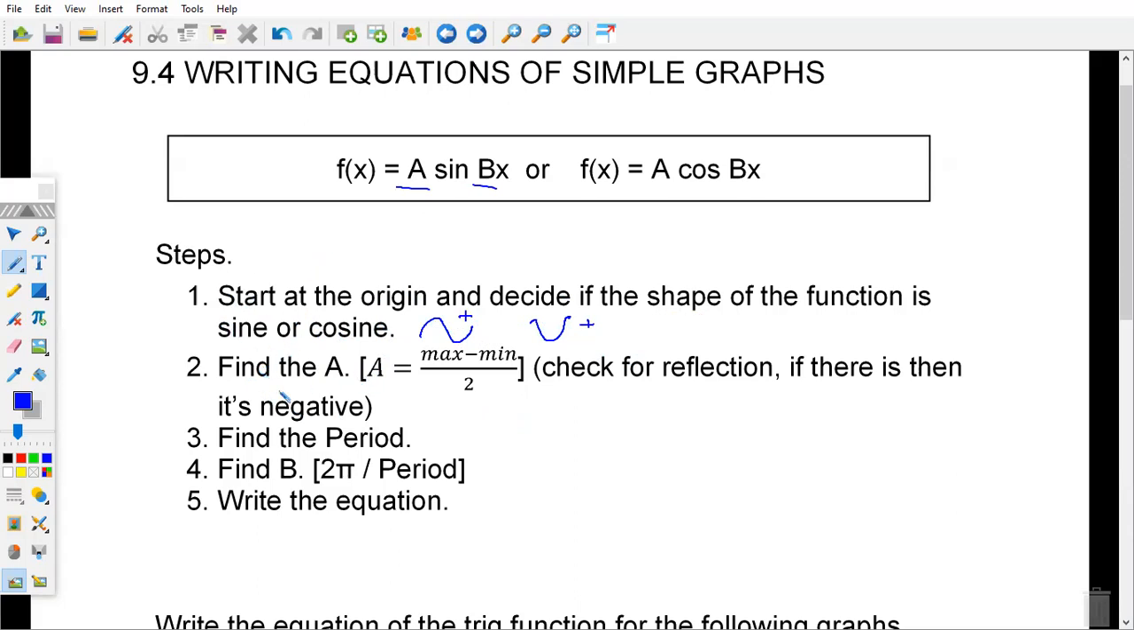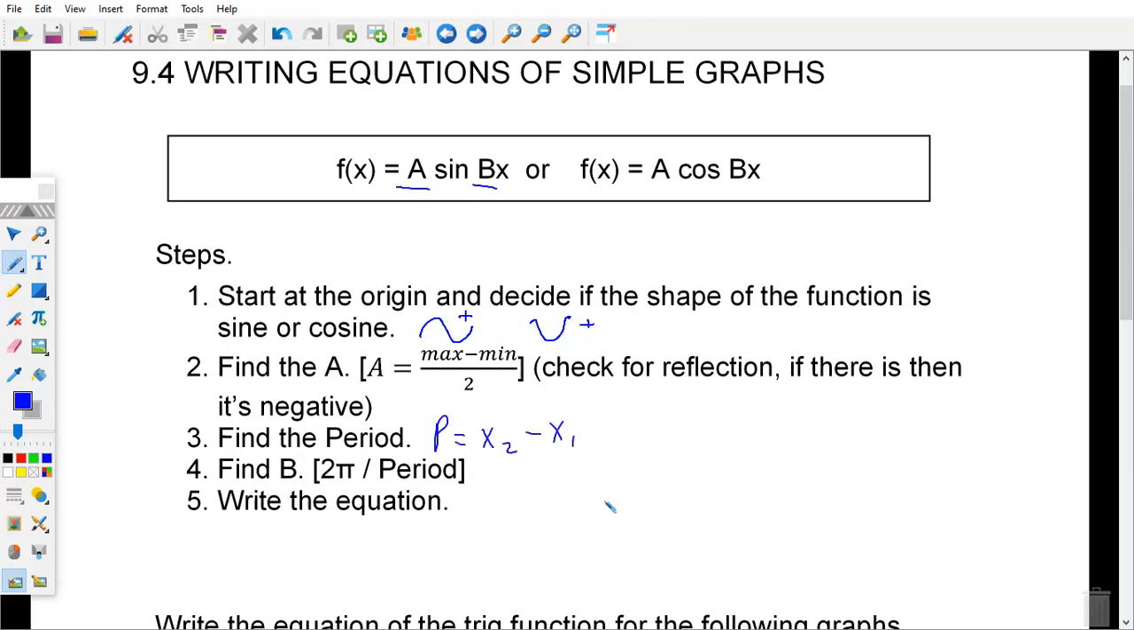Step 2, first, you're going to find your A value. To find your A value, mathematically, what you're doing is just your max minus your min divided by 2. Or just count how far it is from the x-axis, and that's your A. You have to pay attention to whether it's going to be negative, and that depends on how your graph is starting.